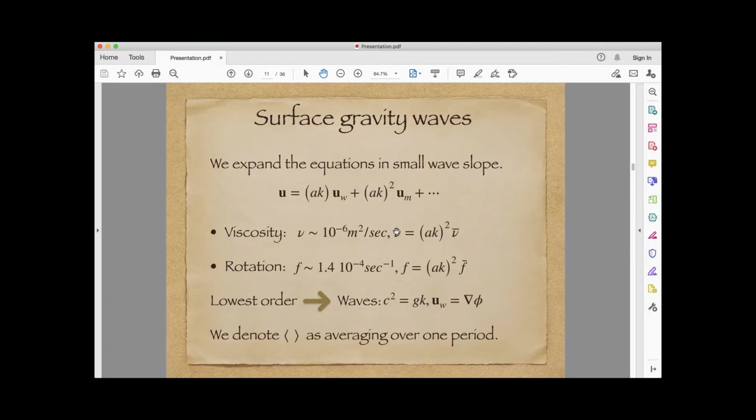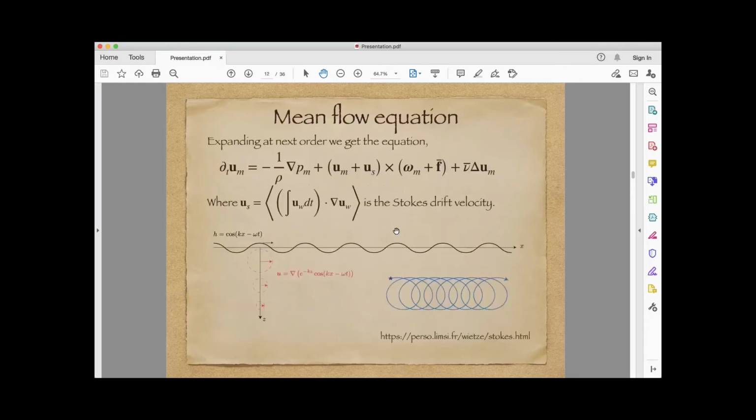Now we do this averaging process over one period to find the equation for the mean flow. I will skip some steps because I don't want to do the derivation step by step, but just take it from me that if you do the expansion and the averaging, this is the equation for the mean flow that you get. It's also similar to what Craig did in their article. In their article, they did not have the effect of rotation, but here there is an effect of rotation. And here you see that you have an evolution equation for the mean flow.